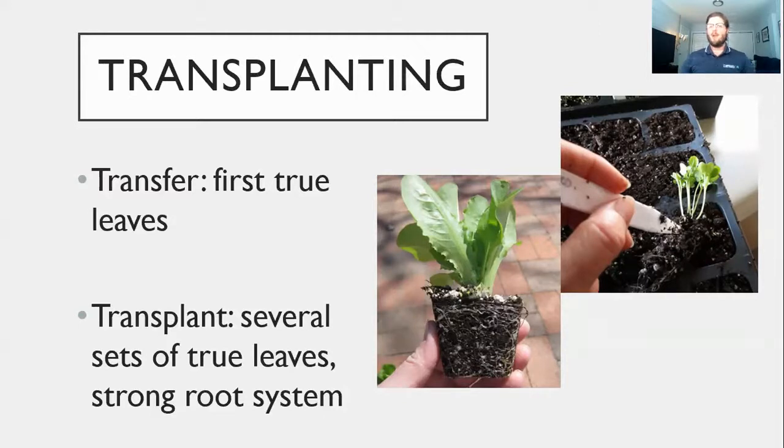So on that note, once you've thinned and you've selected which ones are eventually going to make their way into your garden, then we get into actual transplanting. And so we have 2 levels of this. First, we have what we call transferring. And this is when you get your first true leaves.